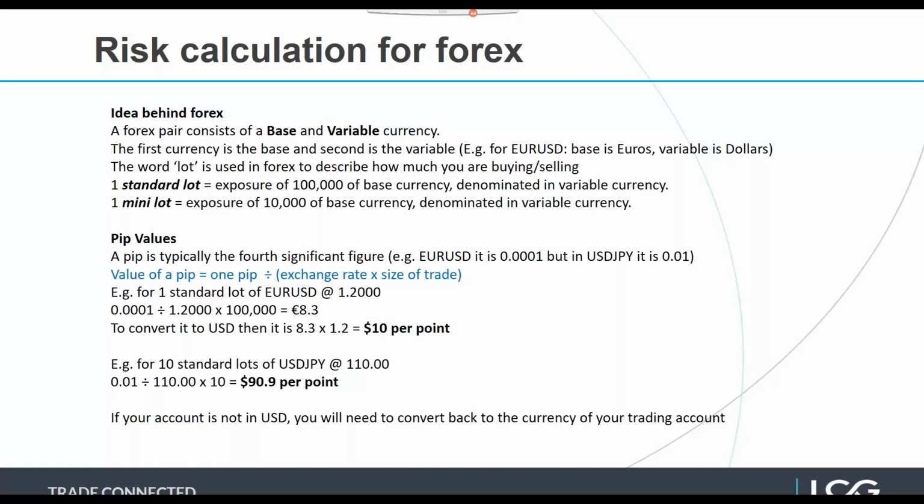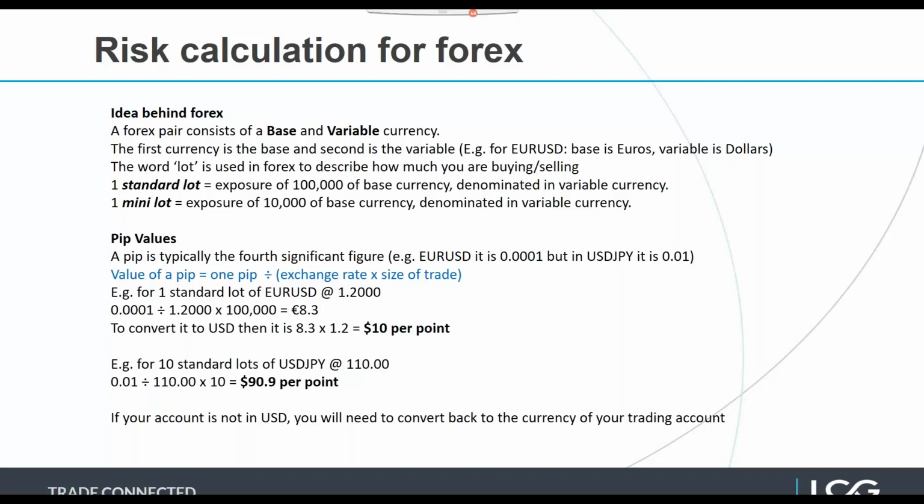So the pip is typically the fourth significant figure. In the case of euro dollar, 0.0001 is the pip. But in dollar yen, a bit of an exception. The other yen pairs, obviously, because the yen is so weak against most major currencies, it's actually 0.01. So obviously you've got those other significant figures in terms of hard numbers rather than the decimals. So this is a key one here to understand.